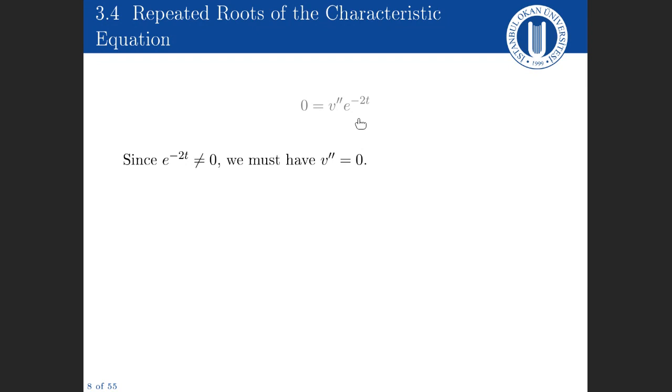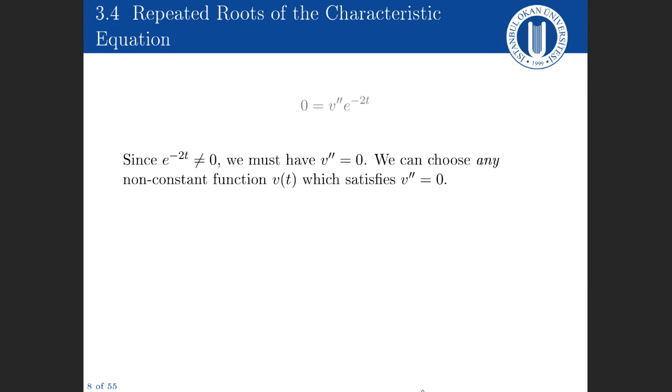Because an exponential function is always non-zero, this tells us that we must have v double prime is equal to 0. We could choose any function v which has its second derivative equal to 0. And I like easy functions, I like simple functions, so I'm just going to choose the easiest one that I can think of. I'm going to choose v(t) is equal to t. So therefore, we have y2 is v multiplied by y1, y2 must be t multiplied by e to the power minus 2t.